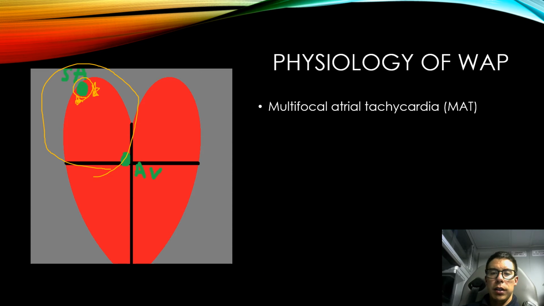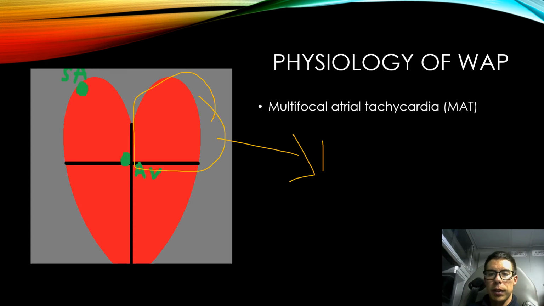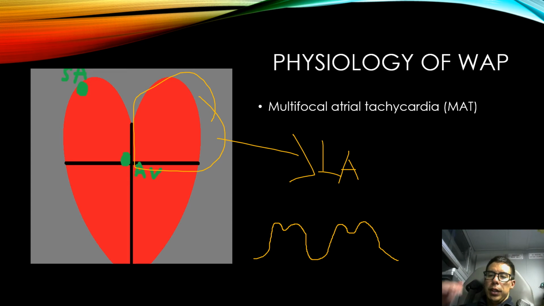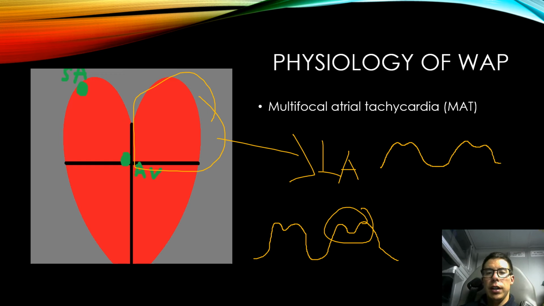And then P waves that come from the left atrium are more likely to have an M shape to them, like this. So there will be what we call a notch, which is these in the tops. So it'll be kind of normal. You have a little notch, and then it'll come down. And it goes up, a little notch, and down.